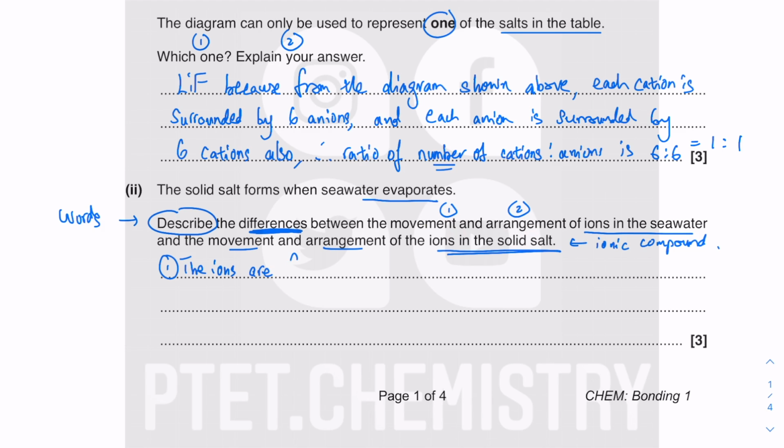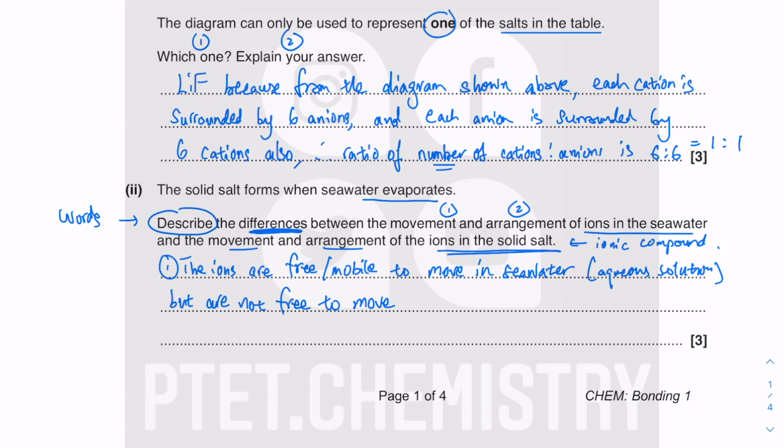The ions are free or mobile to move in seawater because they are dissolved in it, meaning to say an aqueous solution. But in the solid salt, the ions are in fixed positions, are arranged, and are not free to move at all in the solid state.